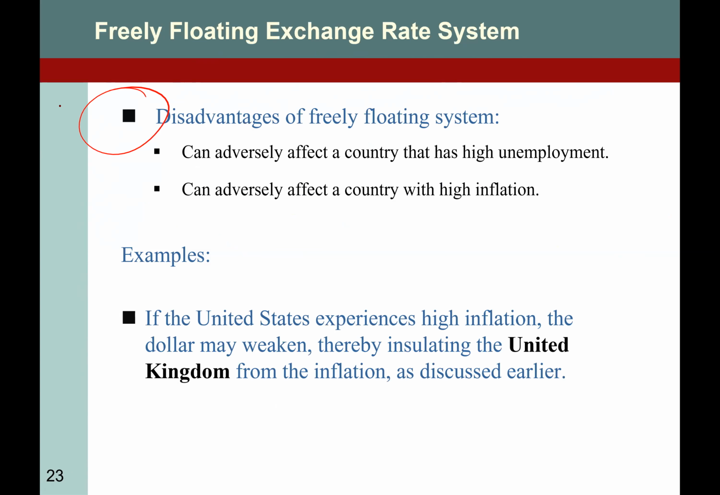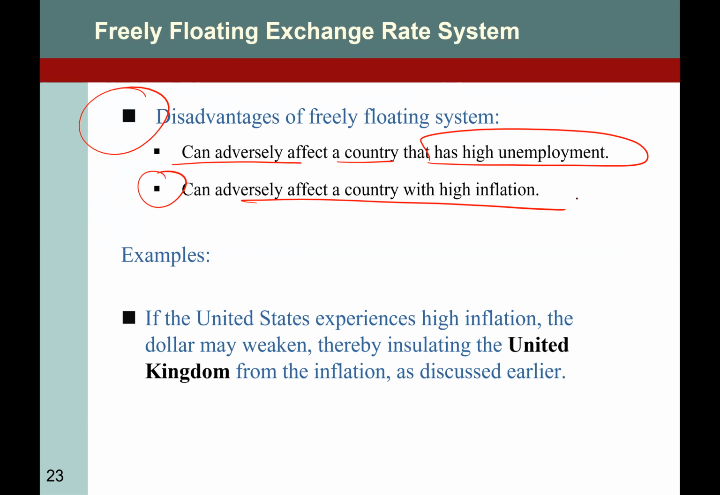So the disadvantages are that it can adversely affect a country that is already going through high unemployment and that already has high inflation as well. If you don't understand that, let's take an example, the same example with the US and UK. We have only two countries and they are interacting with each other.